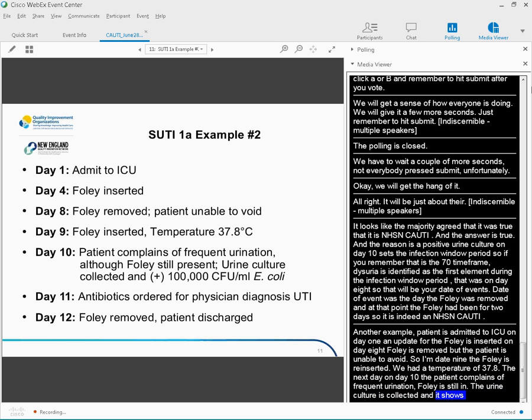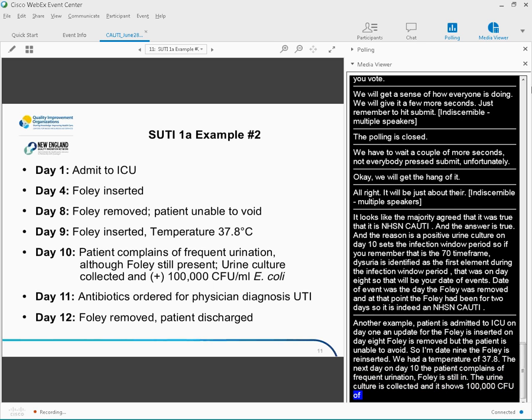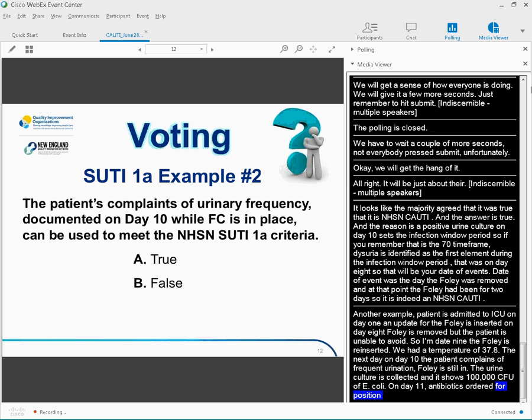coli. On day 11, antibiotics are ordered for physician diagnosis of a UTI, and on day 12, the Foley was removed and the patient was discharged.